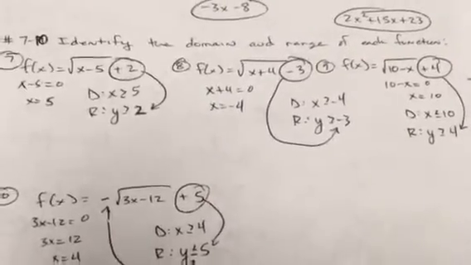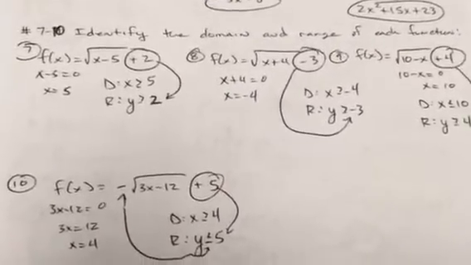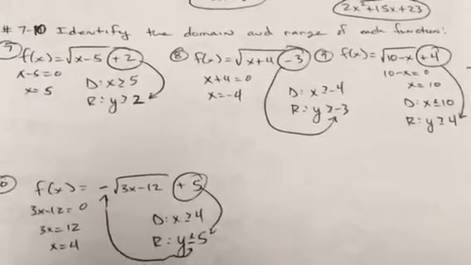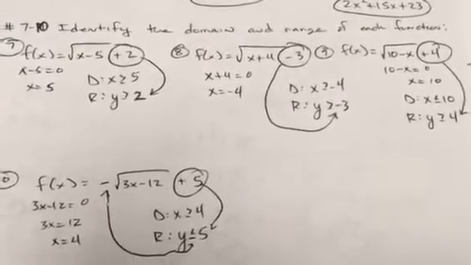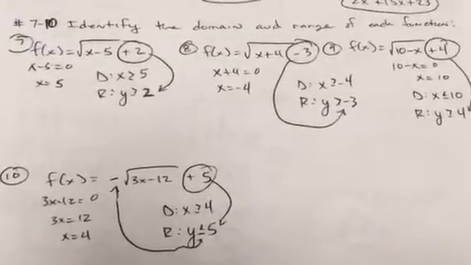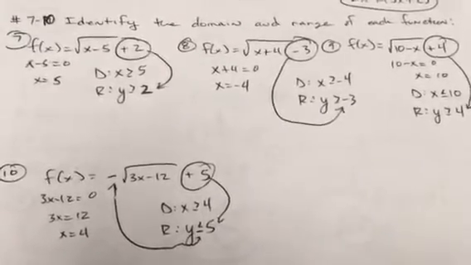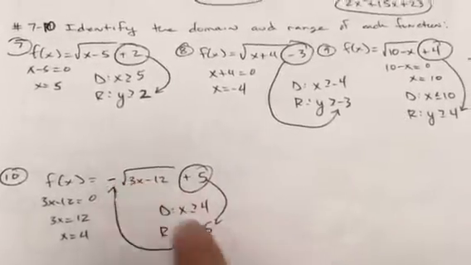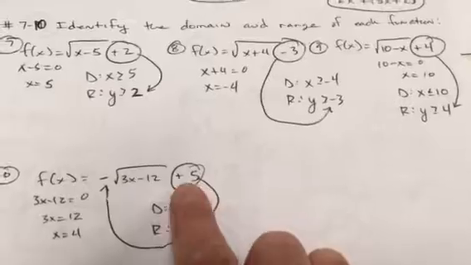7 through 10, guys, set what's inside the square root greater than or equal to 0 for the domain. If you have a positive x, it's greater than or equal to. If you have a negative x like you do on 9, it's less than or equal to. All right. The range is always involved with that number on the outside. It's always going to be greater than or equal to unless you have a negative square root like you do in 10. That's where you get less than or equal to this number.